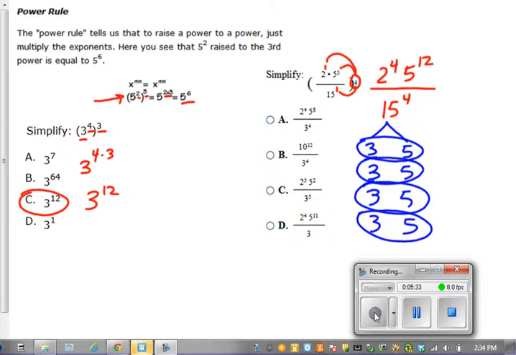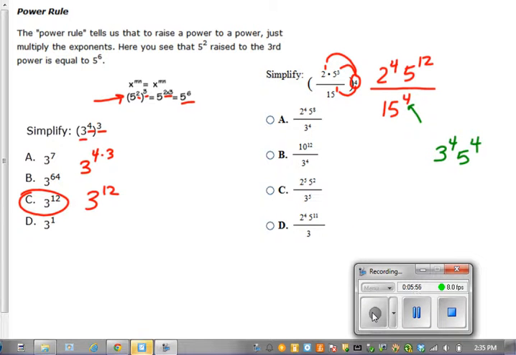So essentially what I have is 4 3s and 4 5s to get me 4 15s. So I'm going to go ahead and rewrite that denominator as 3 to the 4th, 5 to the 4th. So 3 to the 4th, 5 to the 4th, we have this is gone, and that is also gone. We just rewrote that denominator.